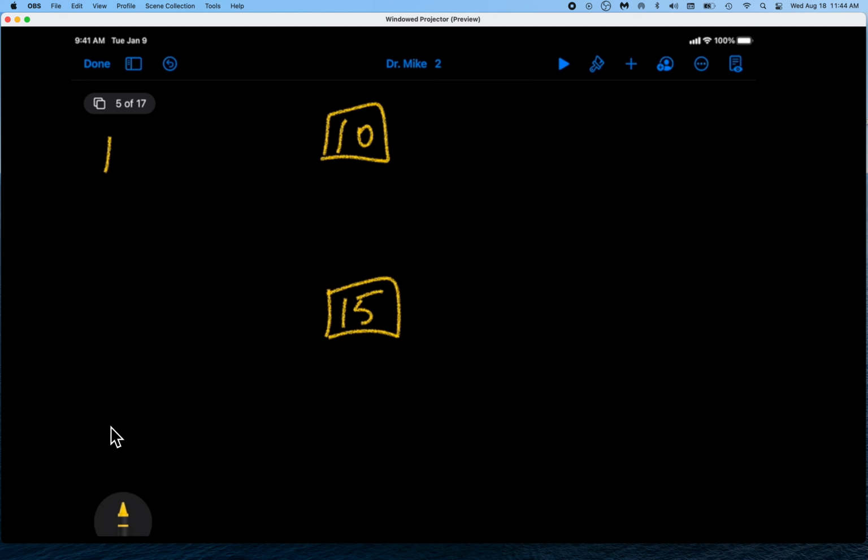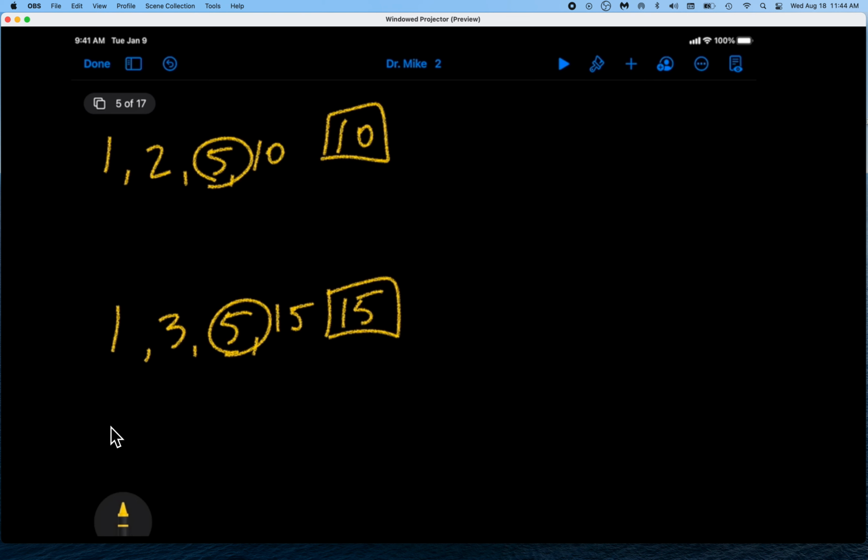Factors of 10: 1 times 10, 2 times 5. Factors of 15: 1 times 15, 3 times 5. The one and only common factor is 5, therefore it is the greatest common factor.